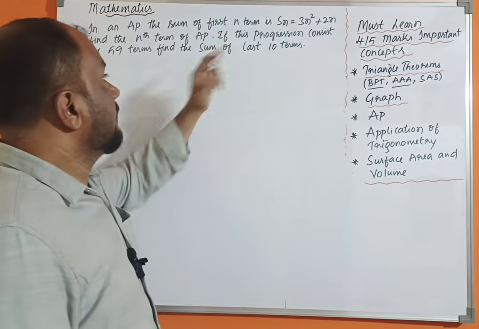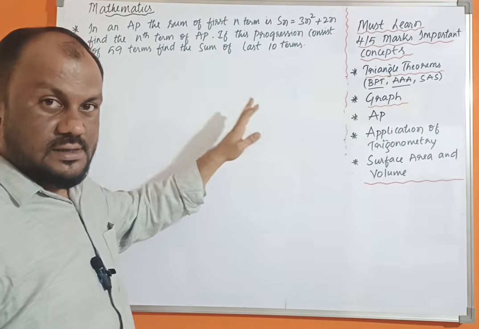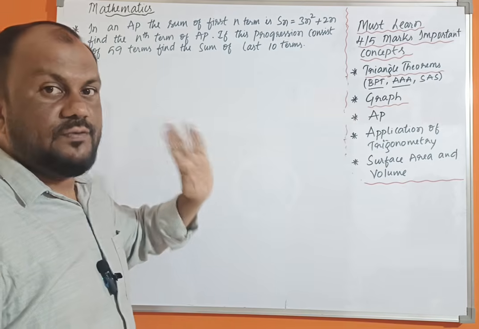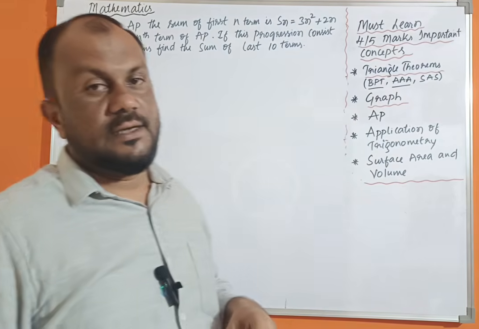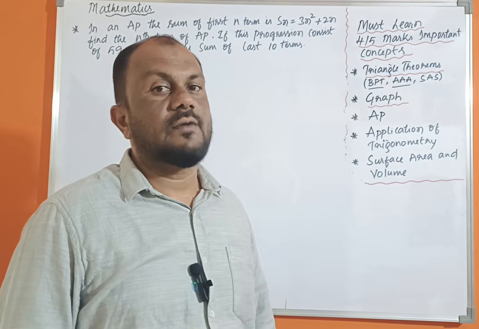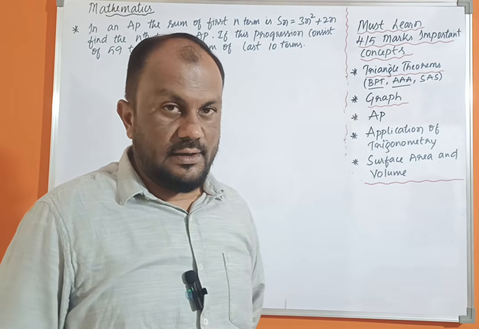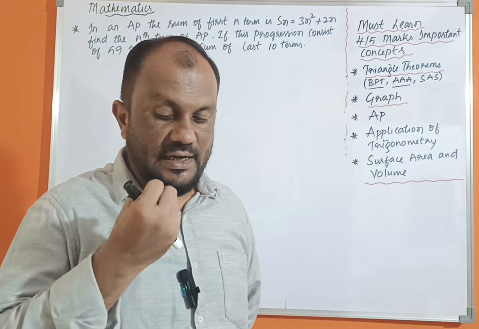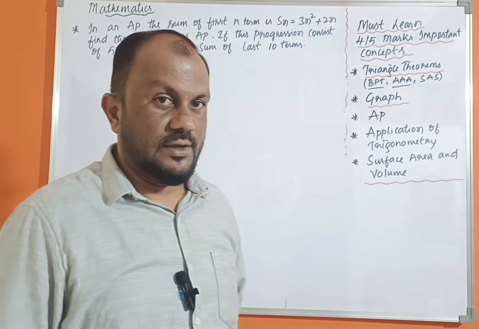Then if the progression consists of 59 terms, if this given AP has 59 terms, find the sum of last 10 terms. We need to find out the sum of last 10 terms. See, whenever you are trying to find the An, you need A, you need D. Okay, let us find out first that one.